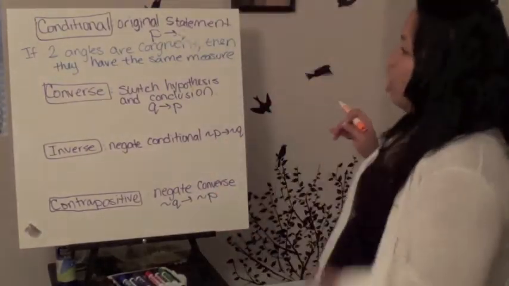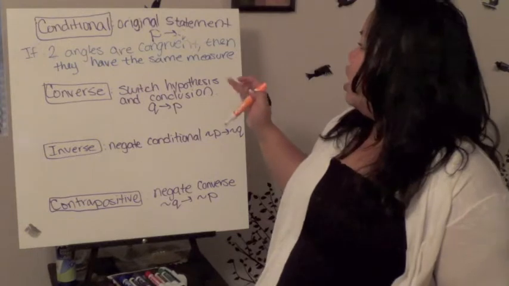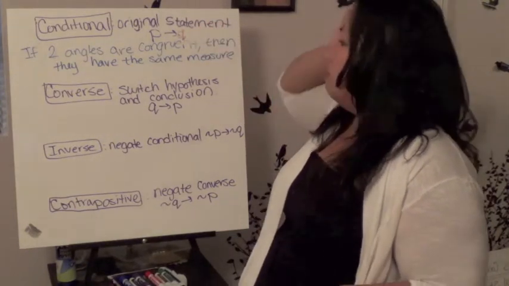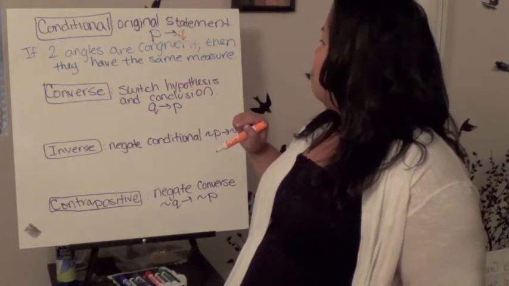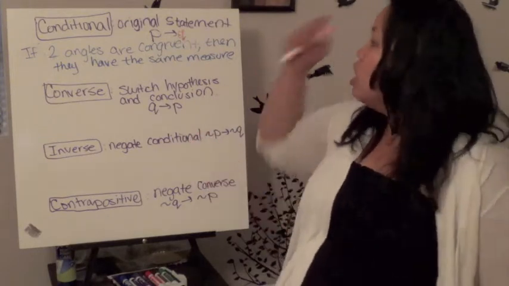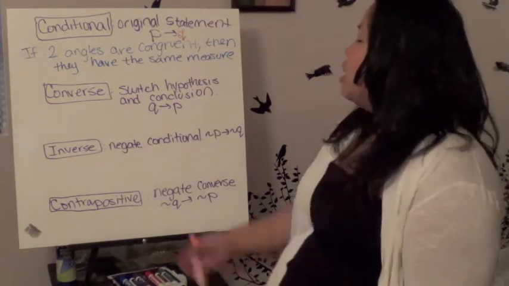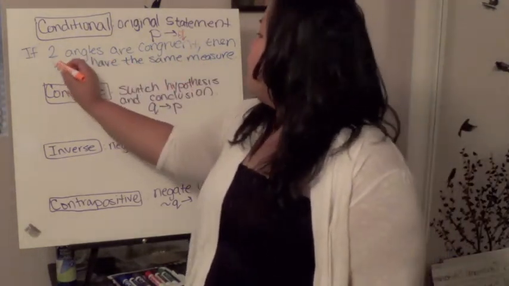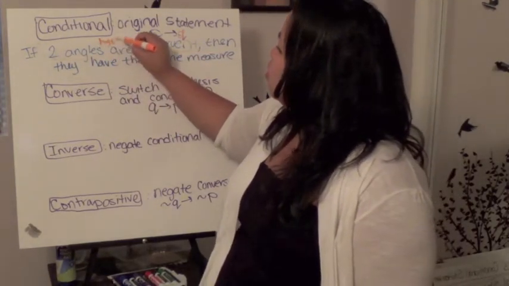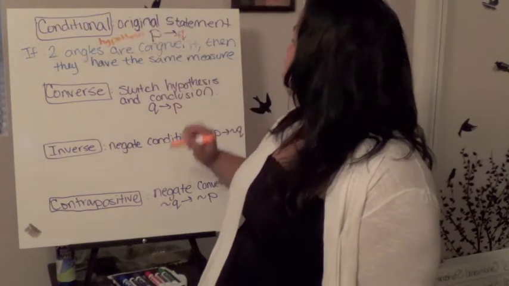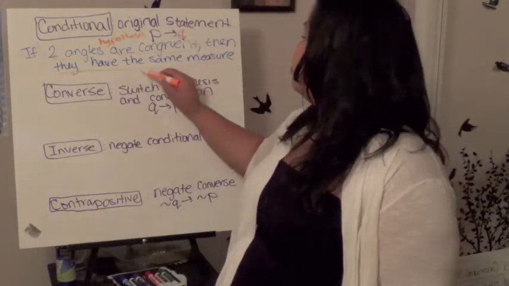Okay, this one is talking about 4 different related statements. Now we dealt with conditional already. It's the original statement, P then Q. If two angles are congruent, then they have the same measure. That's true, right? So the converse is basically, the phrase after the word if, that's my hypothesis. After the word then, this is my conclusion.